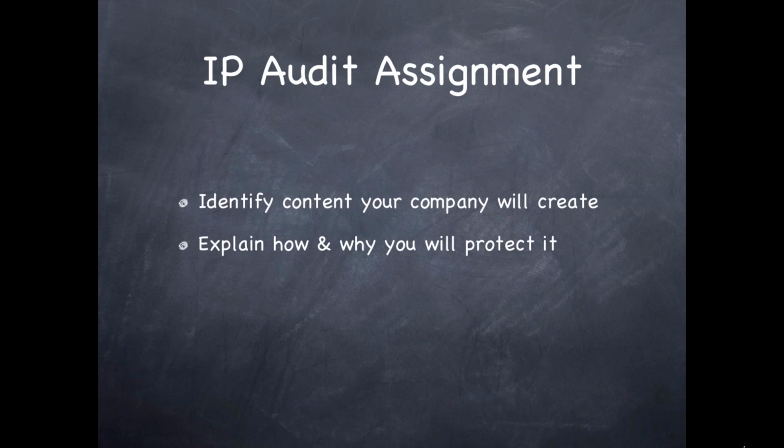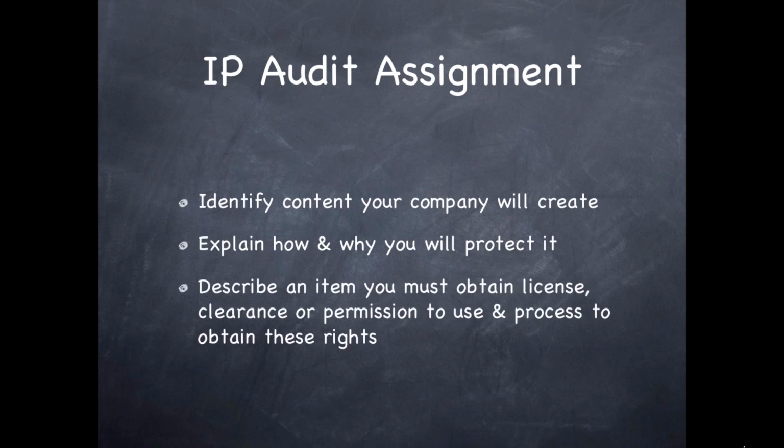But with that being said, you also want to talk about the fact that you will protect it. Do you want to protect it state-based, federally, and why do you want to protect it? Once you review 4 pieces of content your company would create and would want to protect and safeguard within your own intellectual property audit, which almost functions like a resume for your business for the IP your company has amassed, you then will describe 1 item that your company will need a license, clearance, or permission to use and how these rights will be obtained.